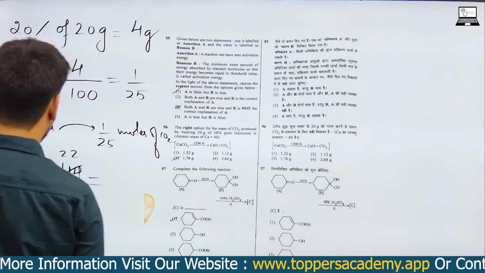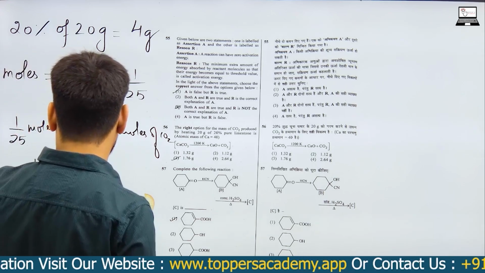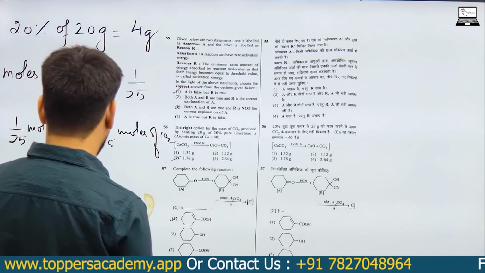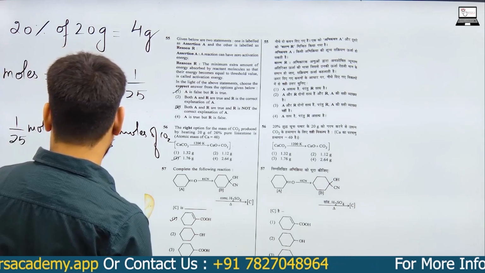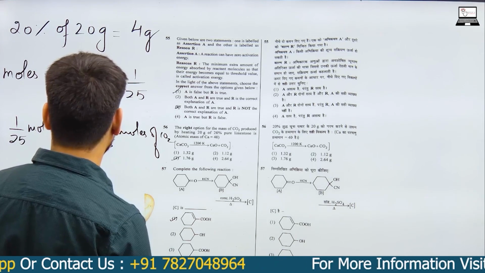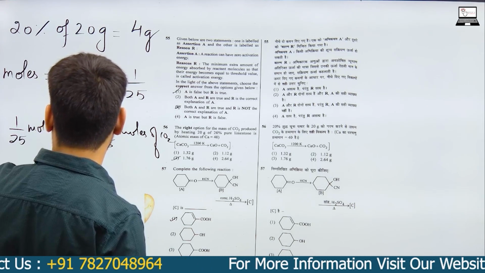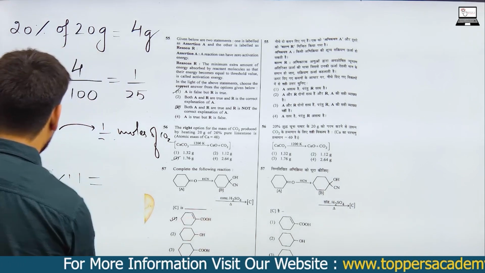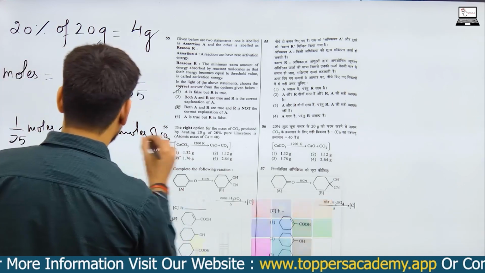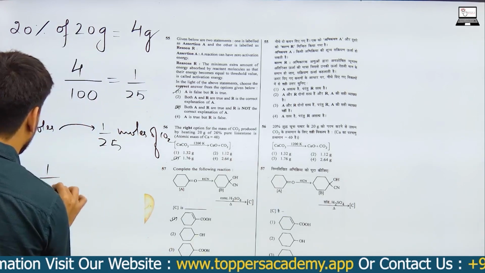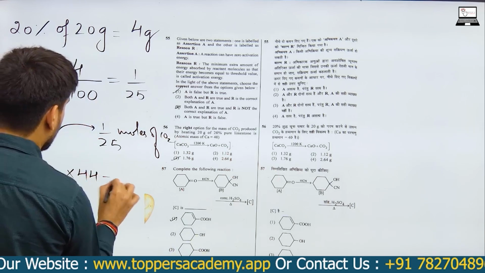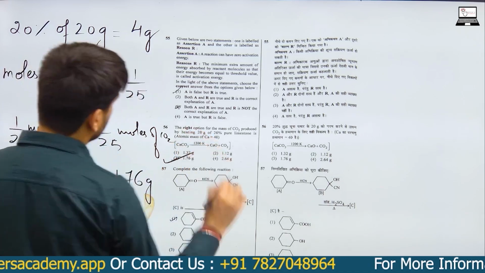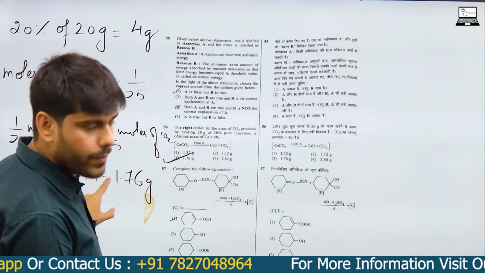So this is 1 upon 25. Sorry, this is 1 upon 25, so 1 upon 25 into 44. When you solve it, you will get 1.76. C is the right answer, 1.76.